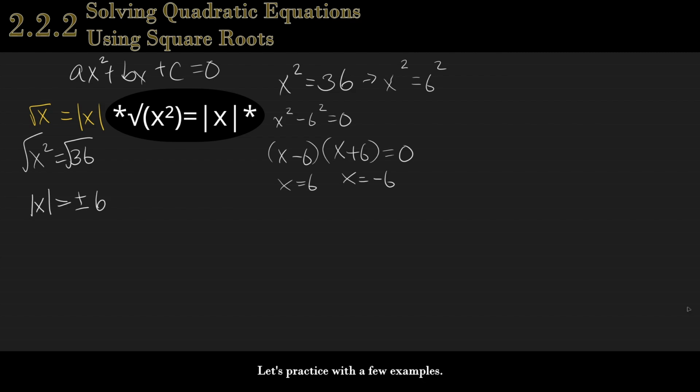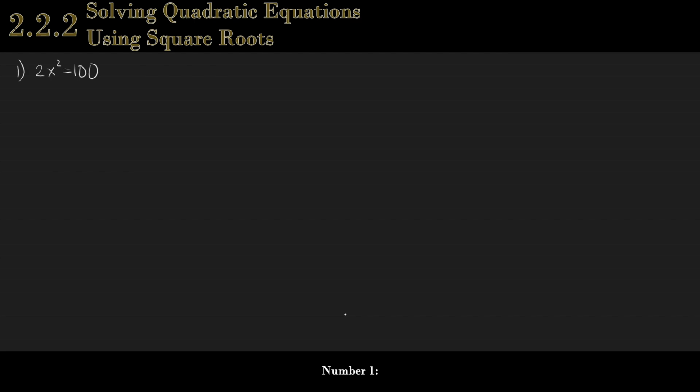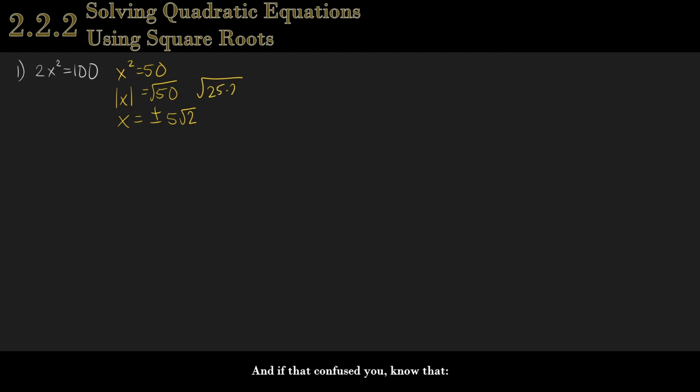Let's practice with a few examples. Number 1, 2x squared equals 100. Let's first start by dividing the whole equation by 2. X squared equals 50. Taking square roots of each side, we get the absolute value of x equals the square root of 50. So our solutions are x equals plus or minus 5 times the square root of 2. And if that confused you, know that the square root of 50 can be written as the square root of 25 times 2, which equals 5 times the square root of 2.